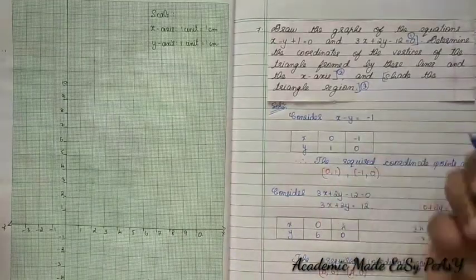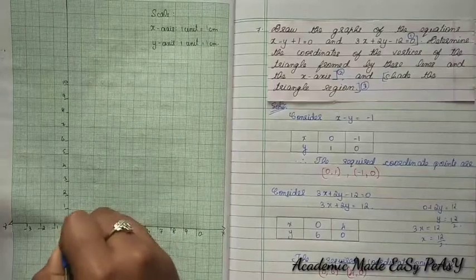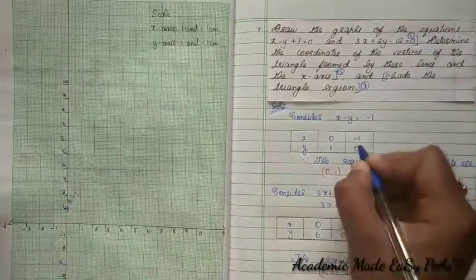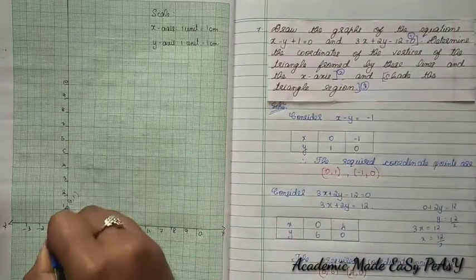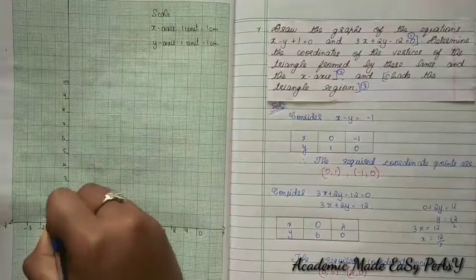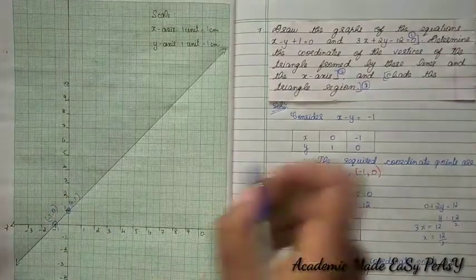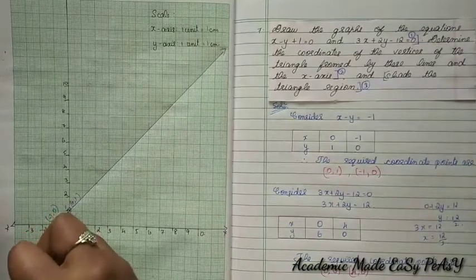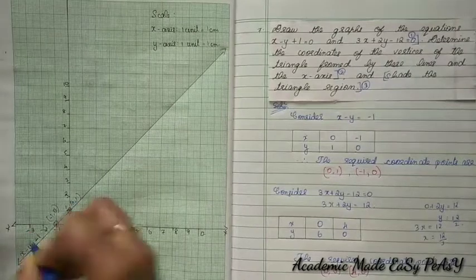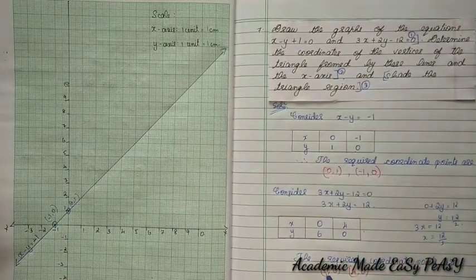So for the first equation, it is 0, 1. No? So 0, 1. So it is over here. So 0, 1. And for the next, it is -1, 0. So it will be over here, -1, 0. So now I will start to join the points. So now I will write the equation on top of this line, which is x minus y is equal to -1.